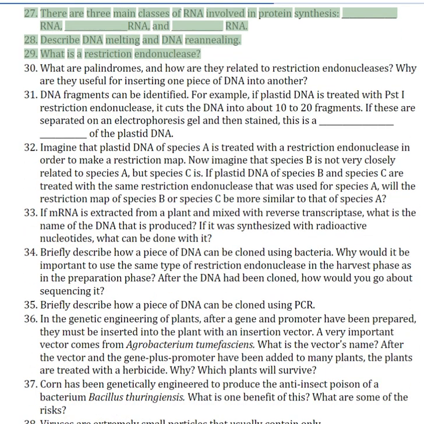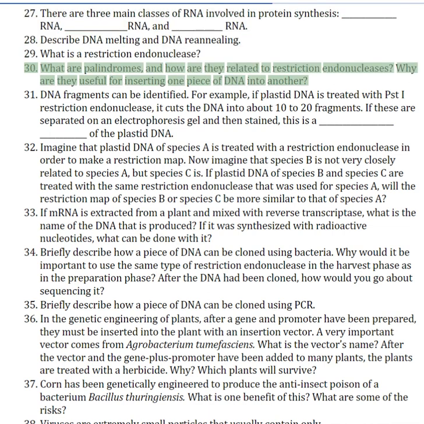27. There are three main classes of RNA involved in protein synthesis: ___ RNA, ___ RNA, and ___ RNA. 28. Describe DNA melting and DNA reannealing. 29. What is a restriction endonuclease? 30. What are palindromes, and how are they related to restriction endonucleases? Why are they useful for inserting one piece of DNA into another?